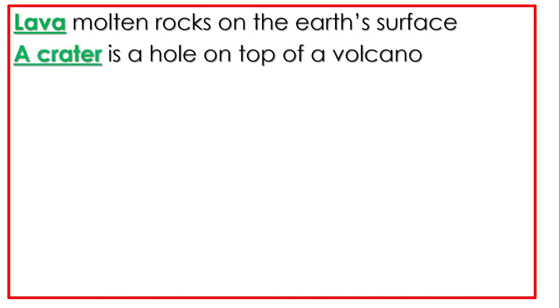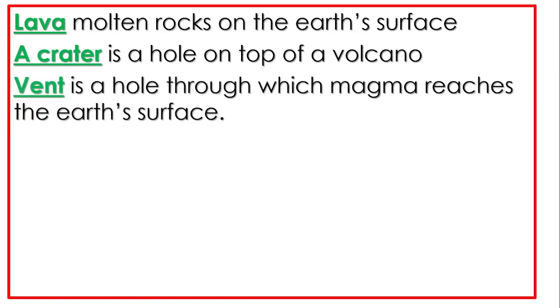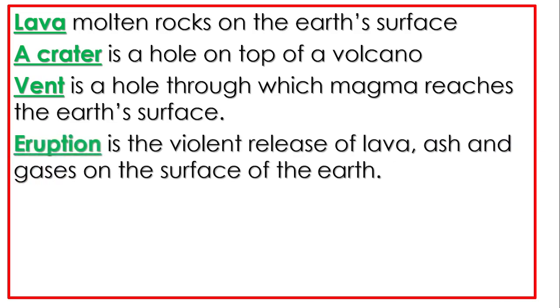Then a crater is a hole on top of a volcano. Then a vent is a hole through which magma reaches the Earth's surface. That pipe where magma passes to reach the Earth's surface is what we call a vent. And then eruption is a violent release of lava, ash and gases on the surface of the Earth. This is when those three come out of the ground in a violent way. That's what we call eruption.